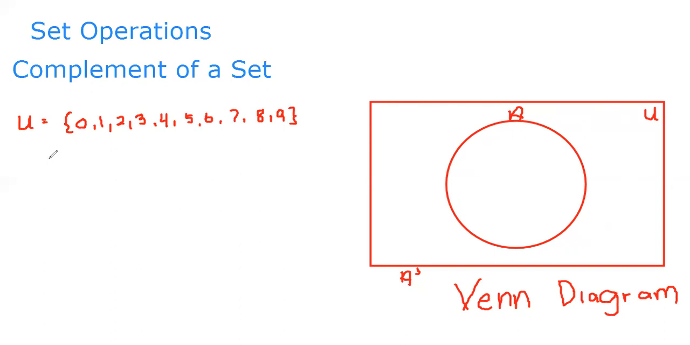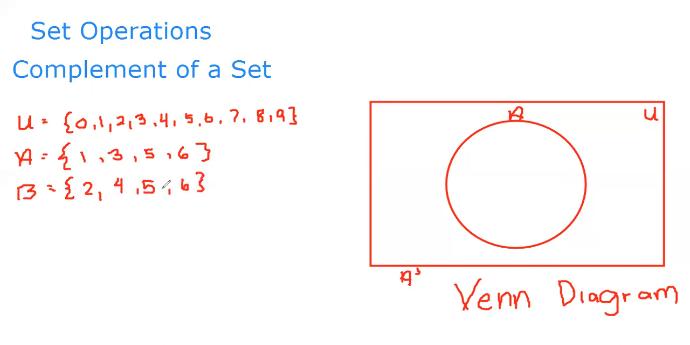Now, we have the set A. We have the set A here. What is in the set A? 1, 3, 5, and 6. Then what is the set B? Our set B is 2, 4, 5, and 6.